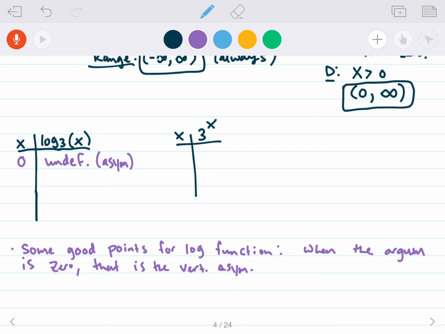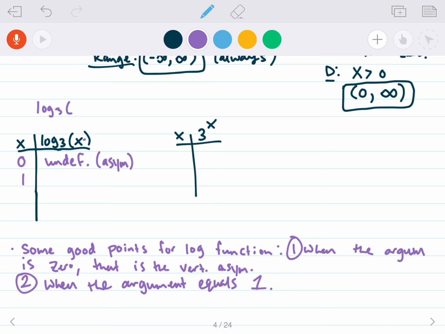And the next good point is when the argument equals 1. So this was our first good point. Our second good point is when the argument equals 1. So when x equals 1 in this case, what's our output going to be? If we have log base 3 of 1, well, remember what this is saying. This is the base. This is saying 3 to what is equal to 1? Well, that's our output, our y. That has to be 0, right? So one of our points here is going to be 1, 0.